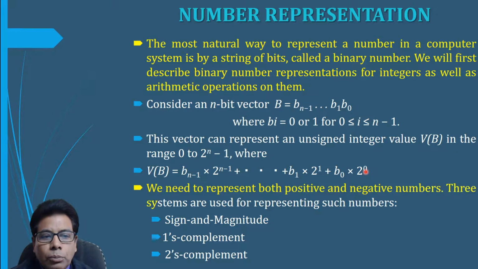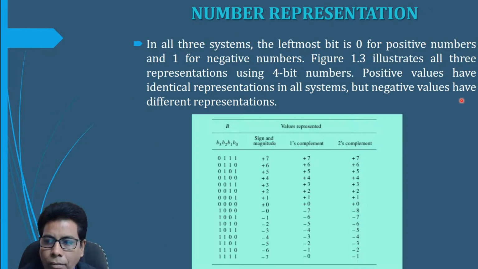Now we need to represent both positive and negative numbers. Three systems are used for representing the numbers: sign and magnitude, 1's complement and 2's complement. Let us see how we can represent using these. In all three systems, the leftmost bit is 0 for positive numbers and 1 for negative numbers. So the MSB, or most significant bit, we consider as the sign bit, and if it is 0, it is a positive number, and 1 is a negative number.